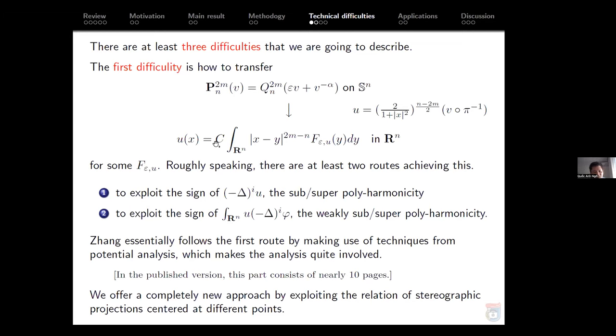And in the published version, this part consists of nearly 10 pages. So this is a very complicated argument, and we thought that it is impossible to generalize to the 2m order case. So we needed to look for a way around, and somehow we were successful. We exploit the relation of projection centers at different points. So this nice structure of the sphere appears, and we can go through this argument very quickly. In the proof, it consists of only about one page.